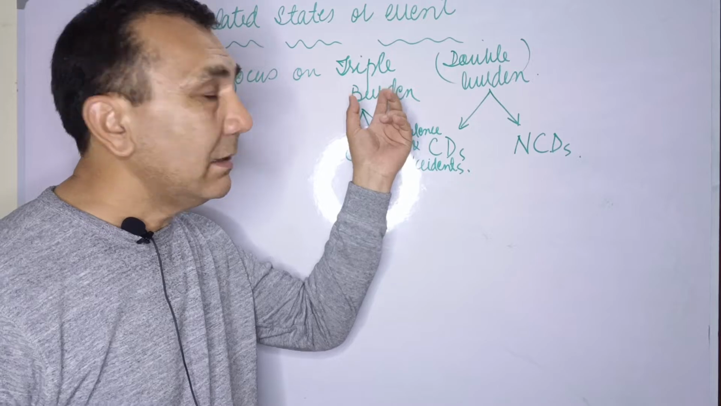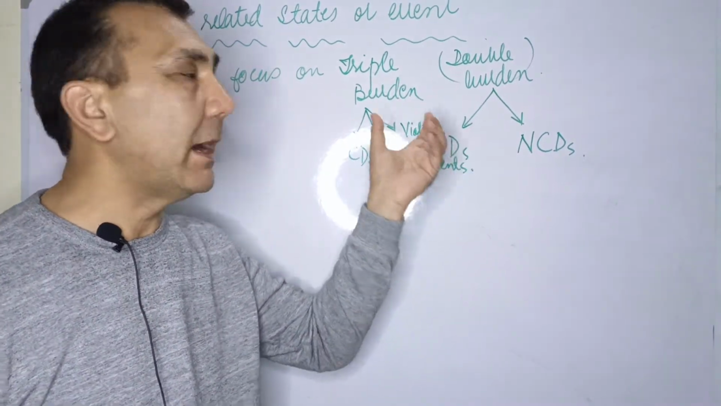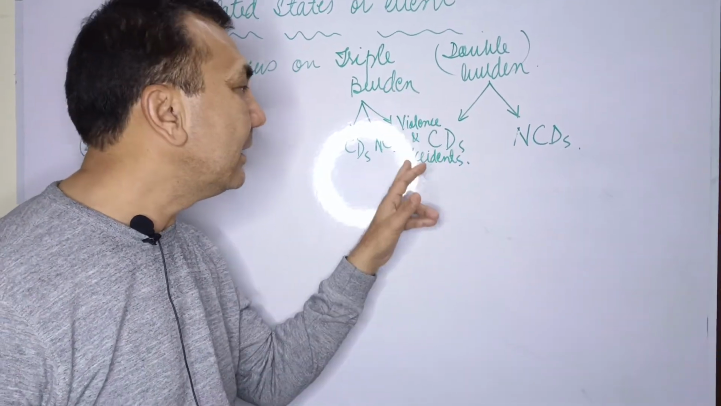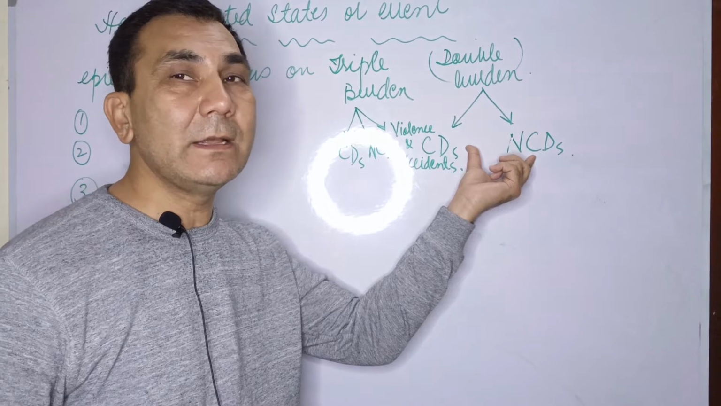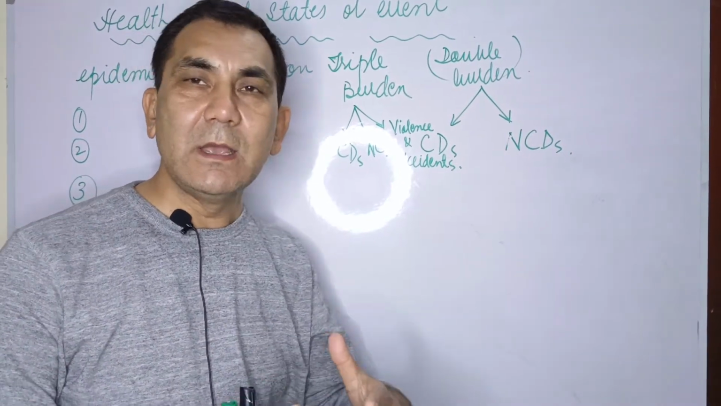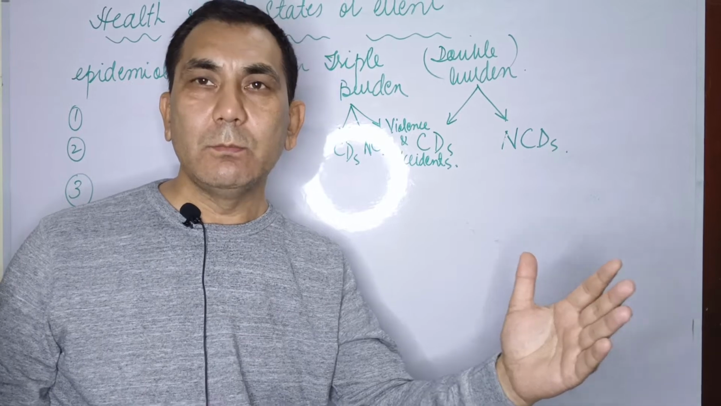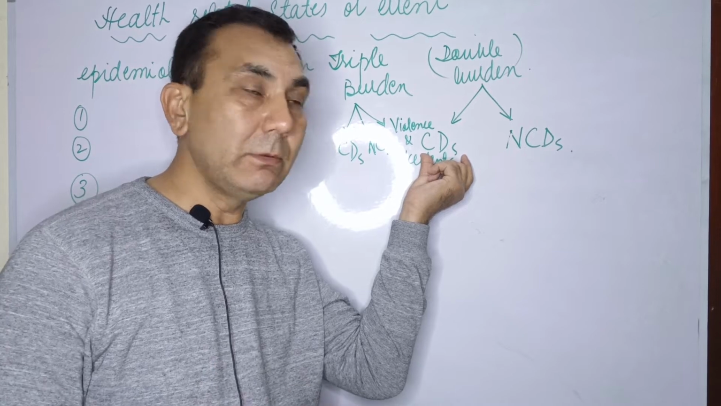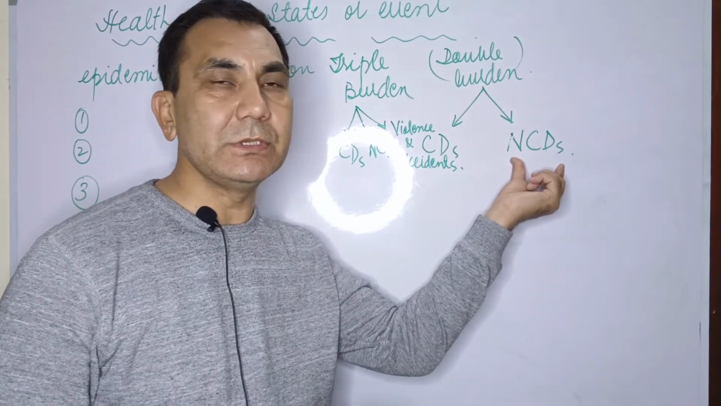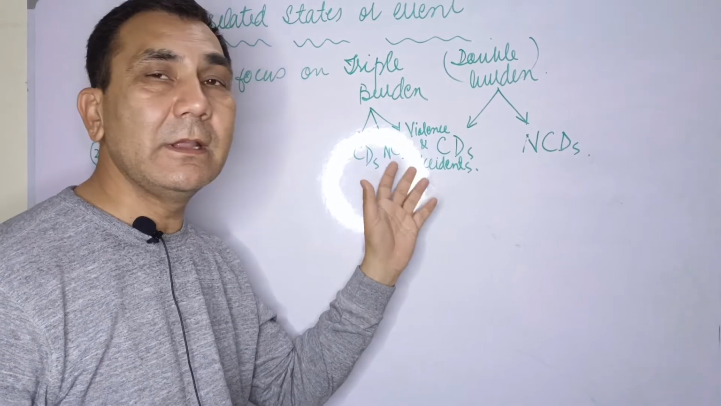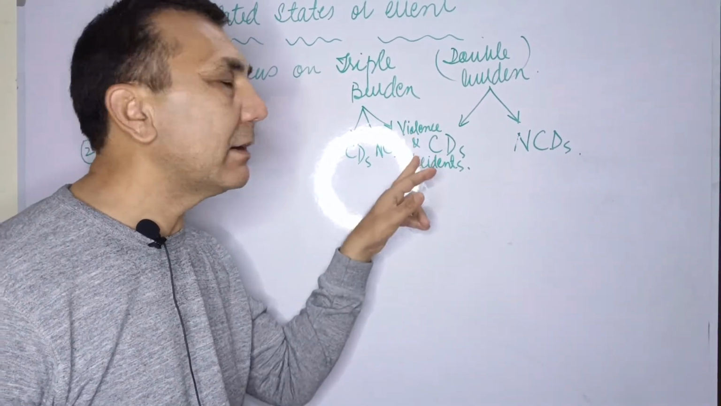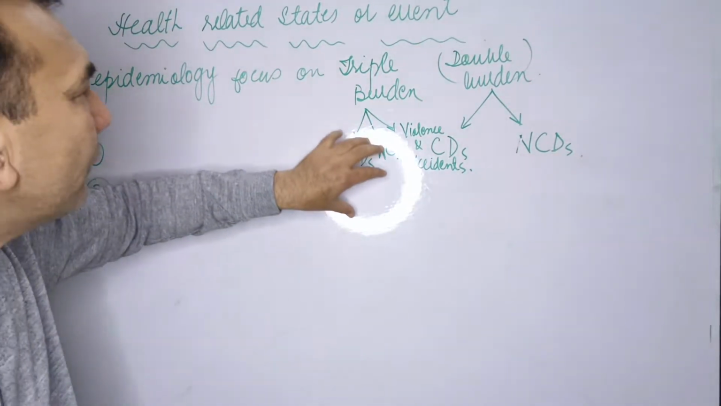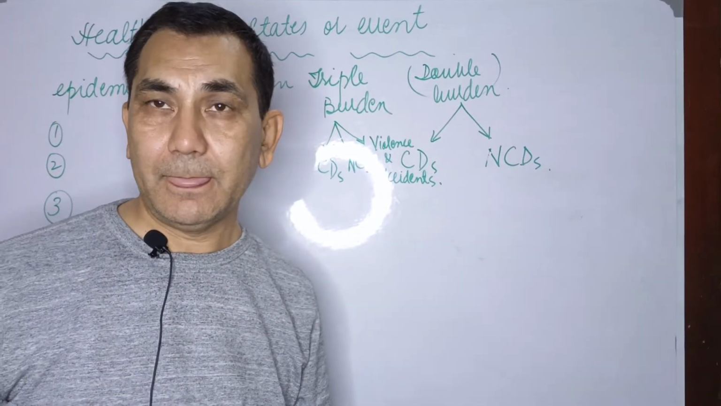So that is why epidemiologists and public health experts nowadays have converted the double burden. Before that it was called the double burden, categorized into two broad categories: communicable disease and non-communicable disease. Now in the triple burden, they included another burden, called violence and accidents. Epidemiology focuses more on these disease burdens.